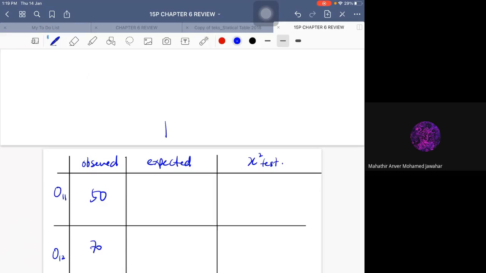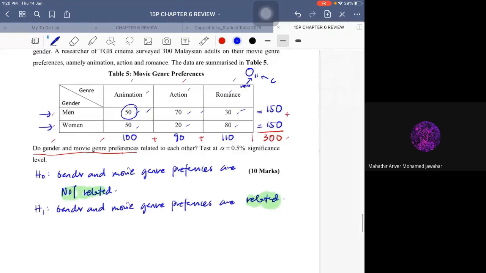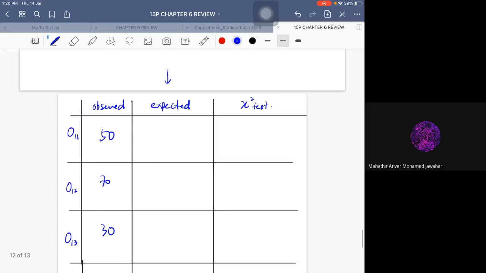All right, so how do we calculate the expected value? For the case of a contingency table, the idea is going to be not slightly, but completely different from goodness of fit. What you have to do is make use of the sums that we found just now. For example, if I want to find the expected value for this particular row and column, I take the sum of the row, multiply by the sum of the column, and divide by the grand total. So for this case, it's going to be 150 multiplied by 50, divide by 300.